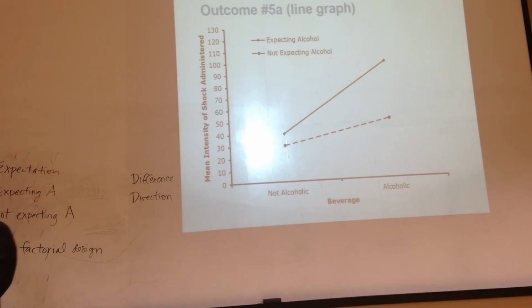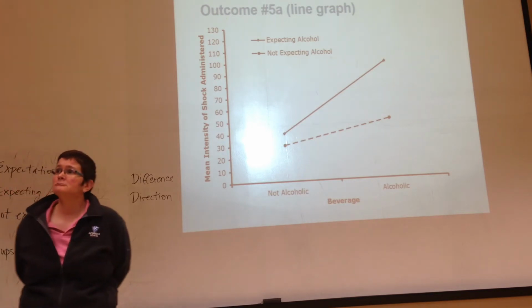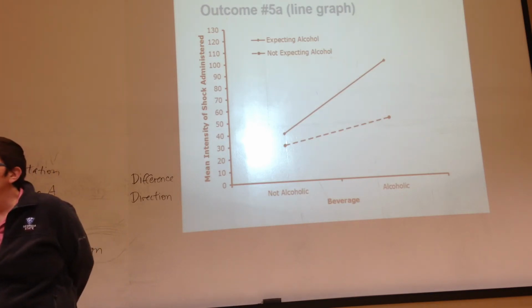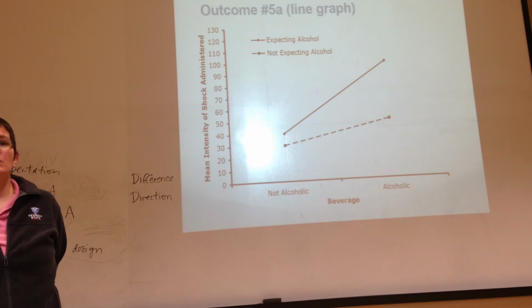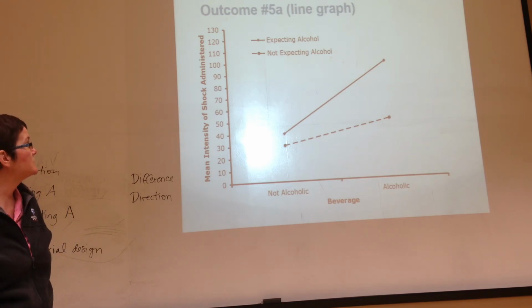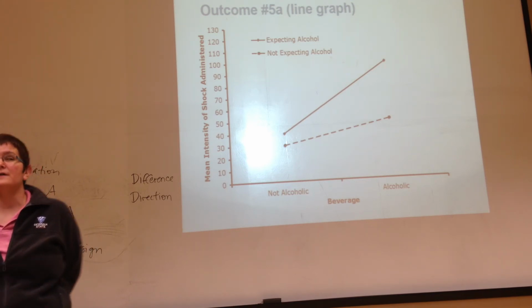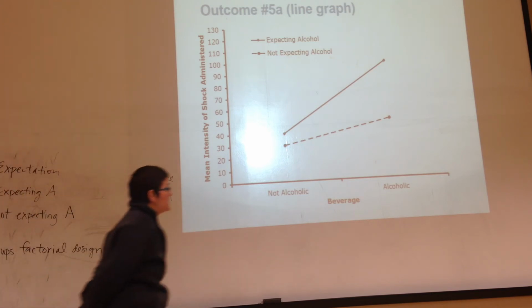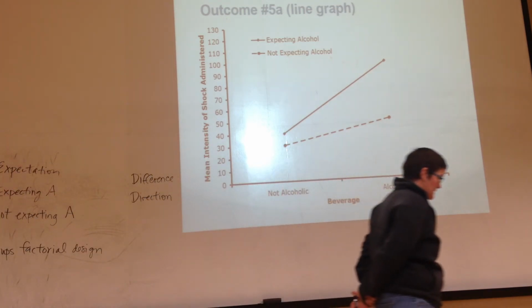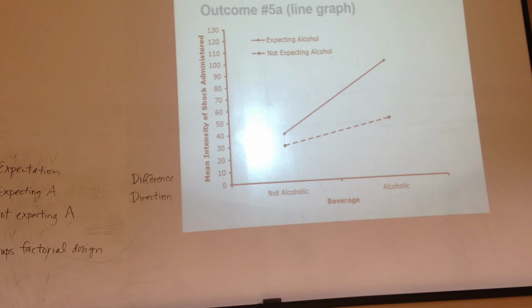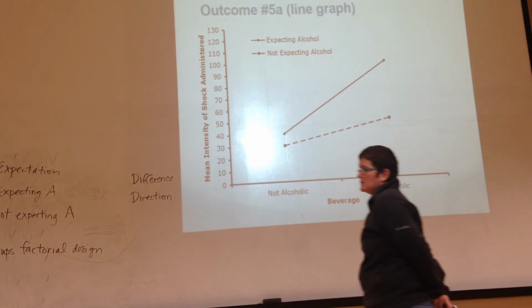Does it look like we might have an interaction? Yes. How do you know? They look like they're going towards each other. They're moving towards each other, right? At one end of the lines, they're closer together. At the other end of the lines, they're farther apart. So it looks like we have a possible interaction of beverage and expectation.